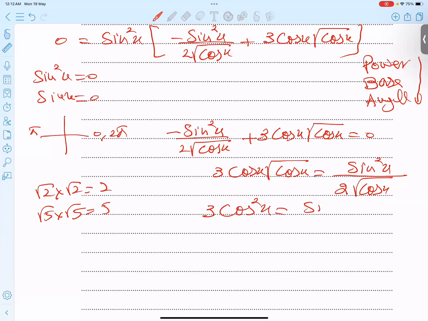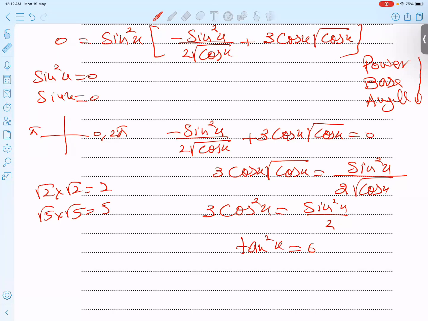And this is sine square x by 2. The 2 multiplied there becomes 6 and cos goes down. I get tan square x is equal to 6. So I hope this part is very clear.